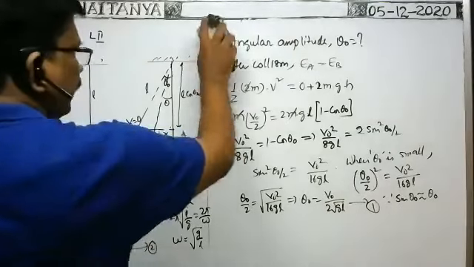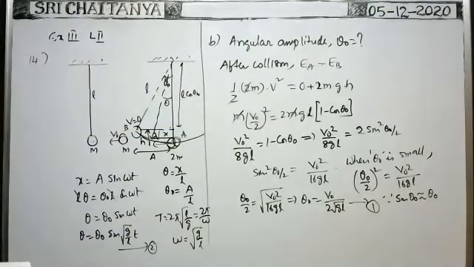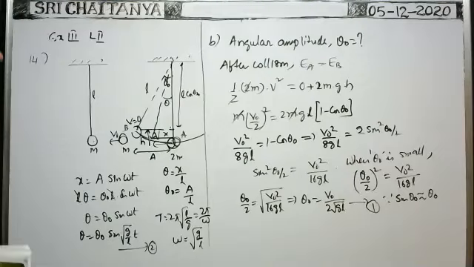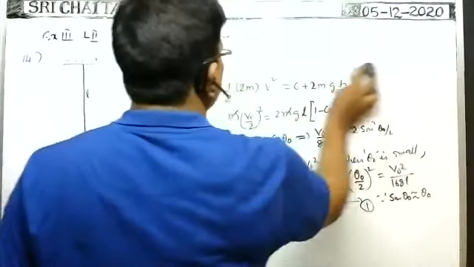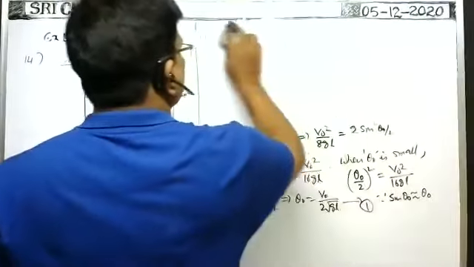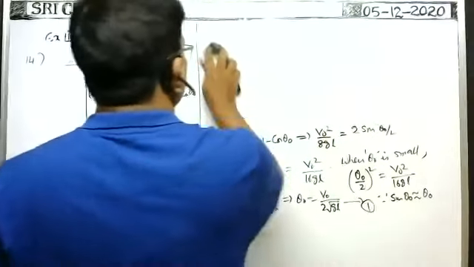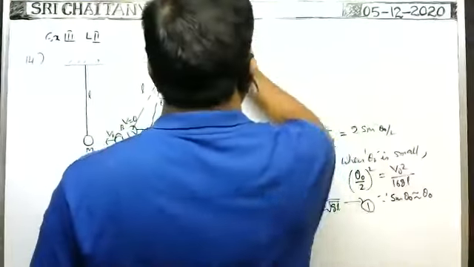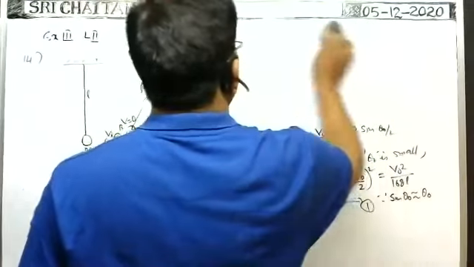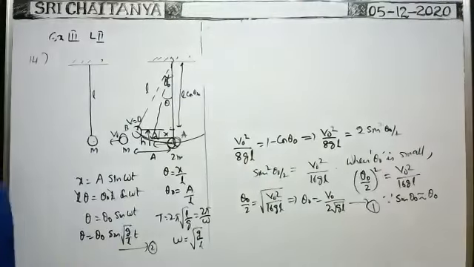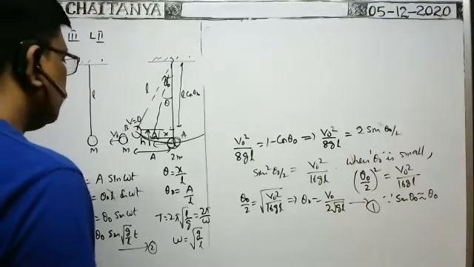Shall I erase this part? Three lines, just two or three lines. Shall I erase these three lines? Okay.